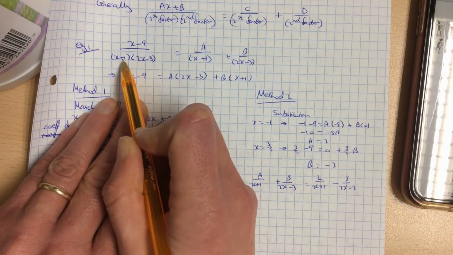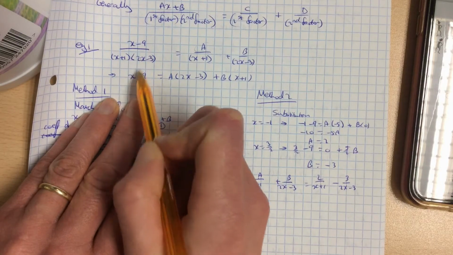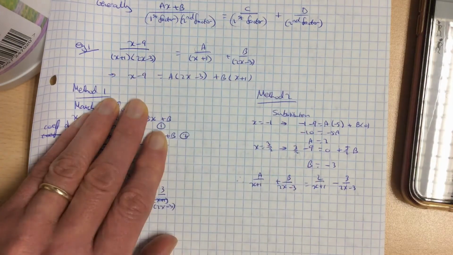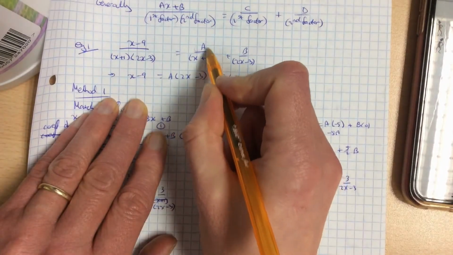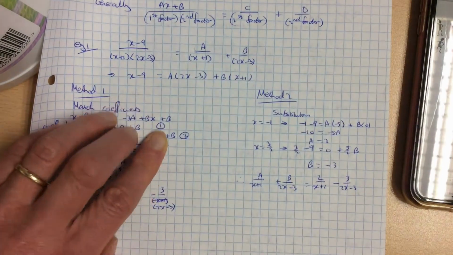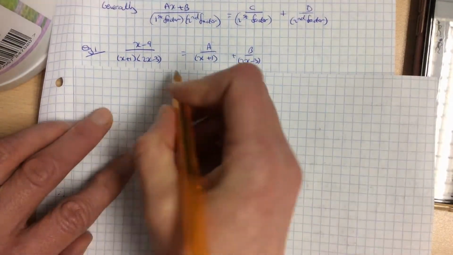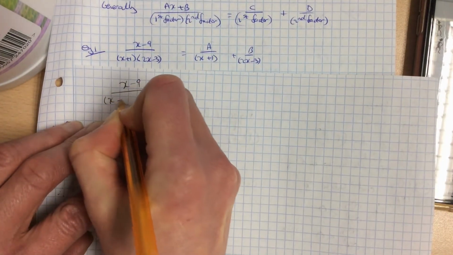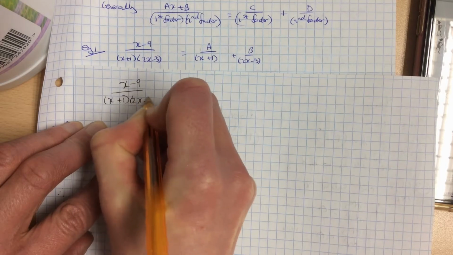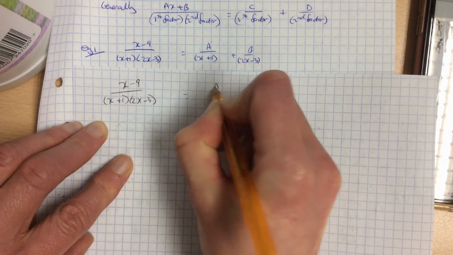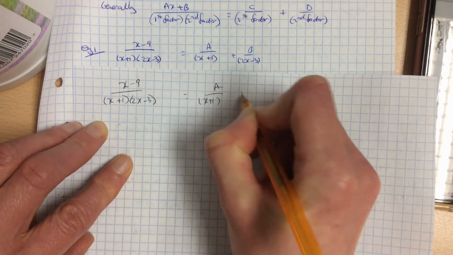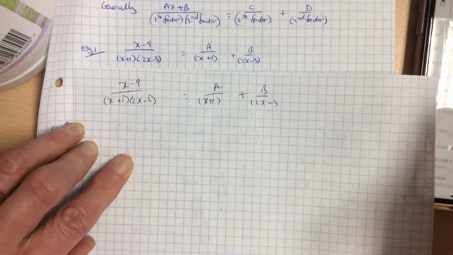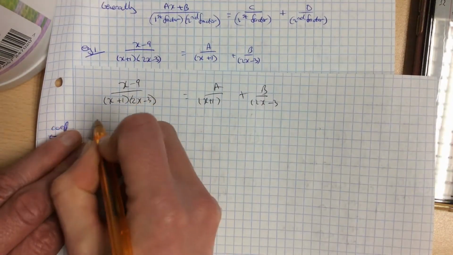So if I multiply this side by both of these, the bottoms disappear. If I multiply this by both these brackets, I'm left with a 2x minus 3 on top. I'll just take it over to the side just to show you exactly what I'm doing here. So you have x minus 9, x add 1, 2x minus 3 equals a over x add 1 plus b over 2x minus 3. So I am multiplying everything by this bottom line.